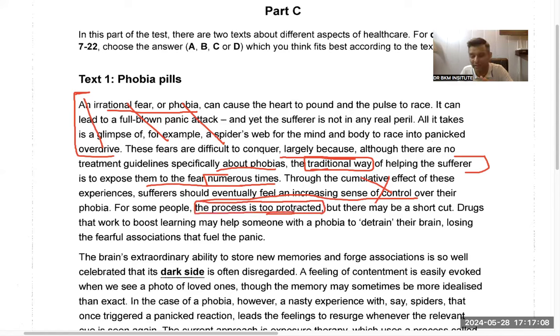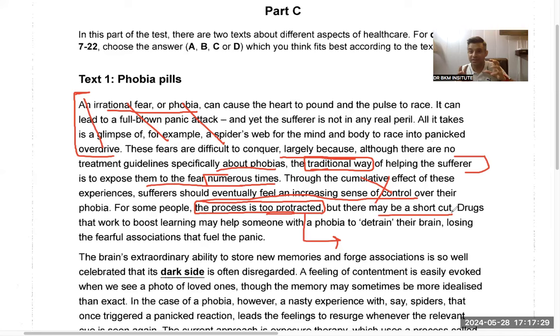Now, yesterday you guys were asking, sir, there are certain words we do not know the meaning of. Suppose there was a question, what is the meaning of protracted? Then I told you yesterday that you have to understand the whole line. So let's understand the whole line. For some people, the process is too protracted, but there may be a shortcut.